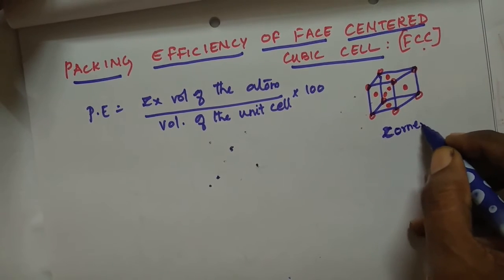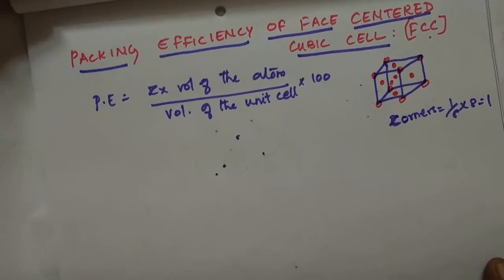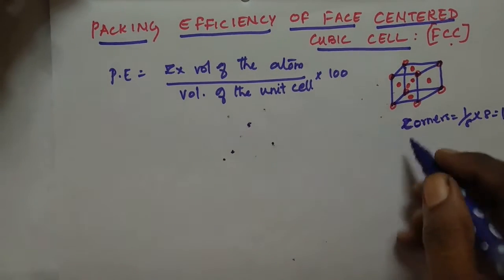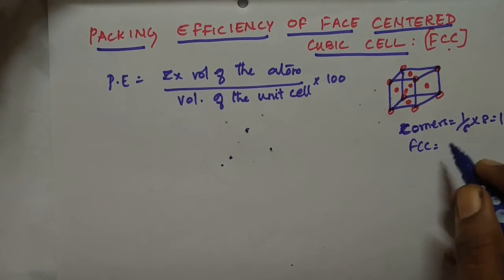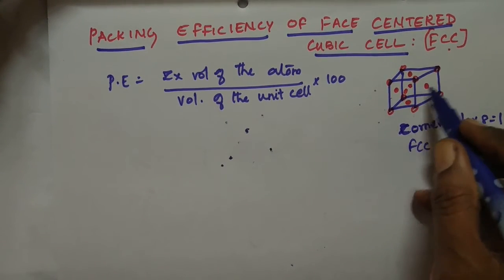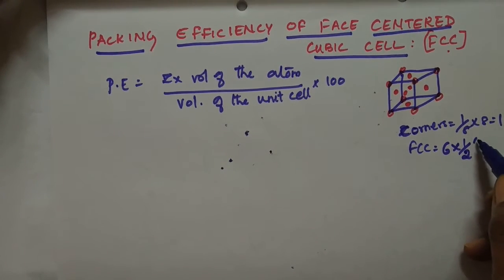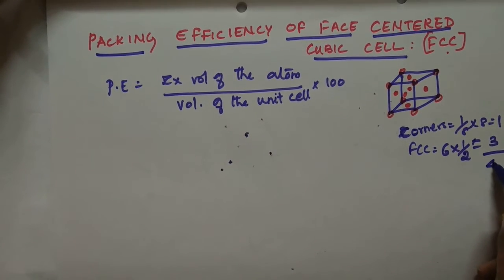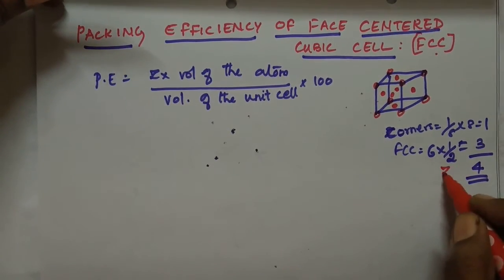Now Z is equal to... first of all I will just go with the corners. For corners we know 1 by 8 into 8 is equal to 1. The value is 1. Okay, and then we calculate for FCC. Face-centered atoms participate only half for each cell. There are 6 of them, so 6 into half is equal to 3. Totally the number is going to be 4. So we have calculated Z now.